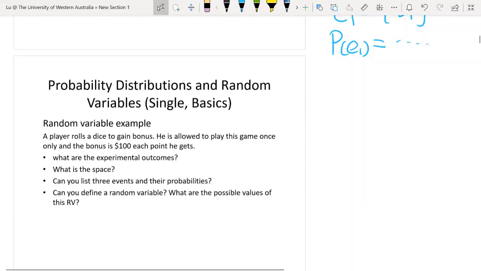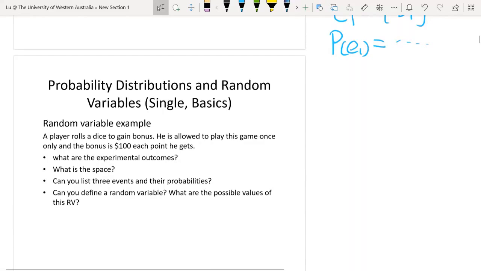Of course, rolling a dice is the experiment. And what will be the outcome of this experiment? Let's use the point on the face towards up as the outcome of this dice game.